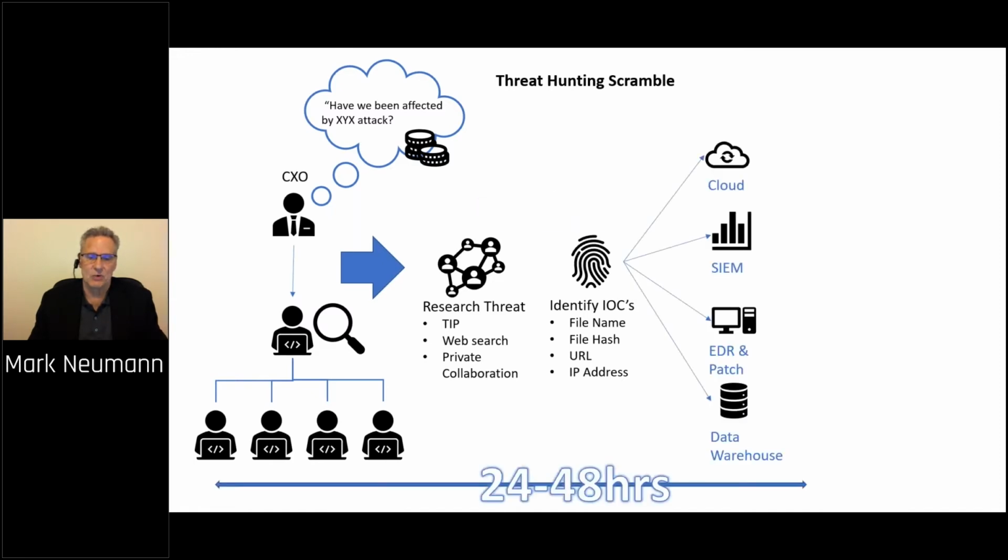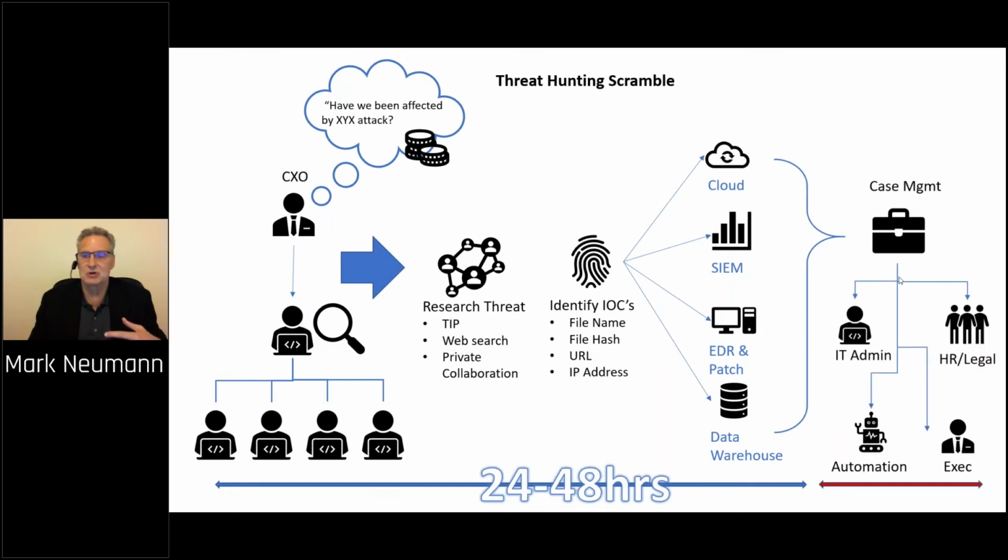As they start looking for it, they then take the indicators of compromise they did find and start looking at their SIEM tools, their EDR, their data warehouses, their cloud applications, and find out, are any of those indicators of compromise inside their company? And then if they do find information, they manually then maybe go to a bolt-on case management tool and start assigning tasks by cutting and pasting information from all of these different tools. This can take 24 to 40 hours to let the CXO know if they've even been affected. That's not a very time-efficient way to do security.